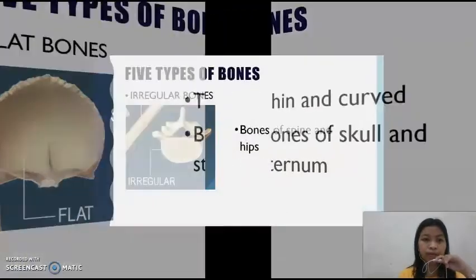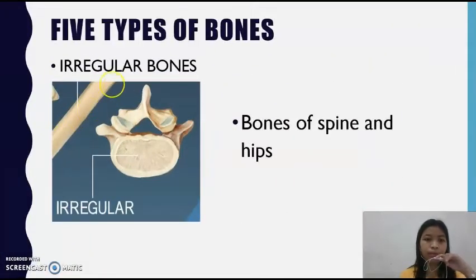Next, we have another type, irregular bones. So, it's called irregular because it's irregular in shape. It does not have a definite shape and size. It is found in the bones of the spine and the hips. So, sa ating vertebral column, ito yon. Ayan, irregular bones naman yung matatagpuan doon.